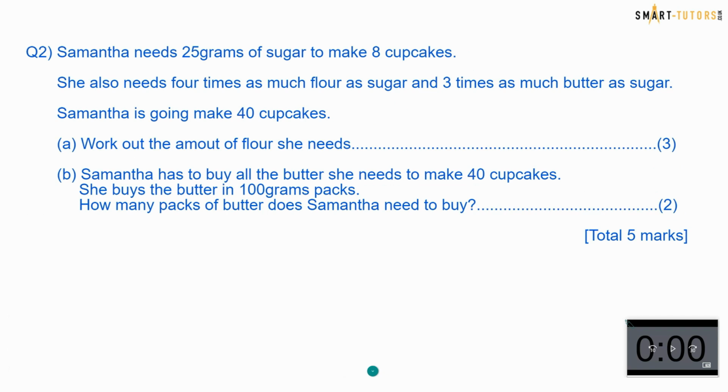Question number 2. Samantha needs 25 grams of sugar to make 8 cupcakes. She also needs 4 times as much flour as sugar and 3 times as much butter as sugar. Samantha is going to make 40 cupcakes. Work out the amount of flour she needs. Samantha has to buy all the butter she needs to make 40 cupcakes. She buys the butter in 100 gram packs. How many packs of butter does Samantha need to buy?